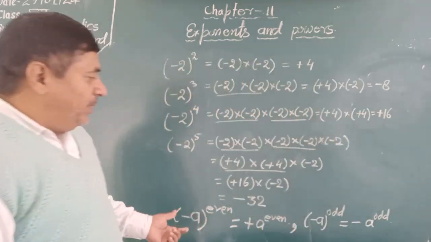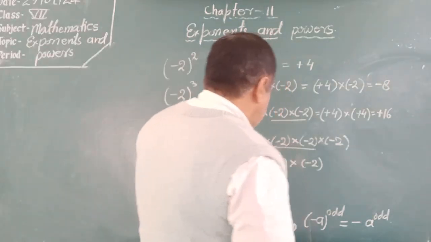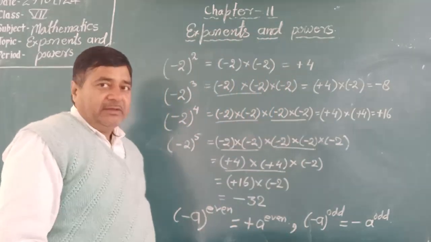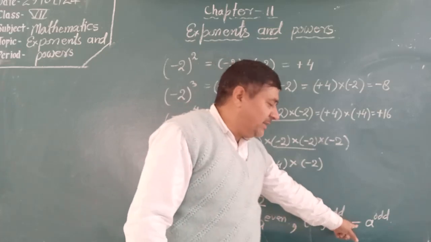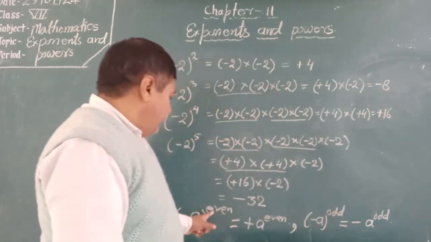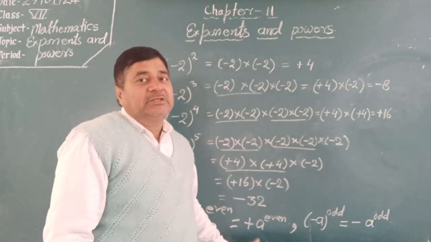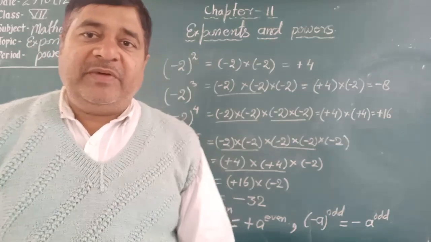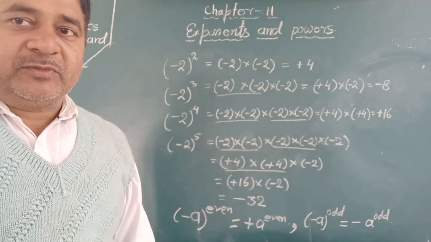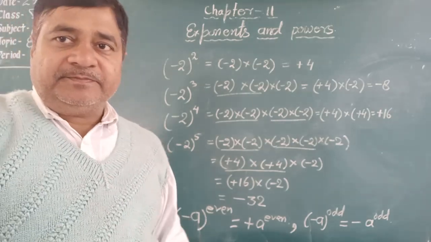ठीक है, तब जो भी आपका नंबर आएगा वो क्या आएगा? नेगेटिव वैल्यू. ओके, जब ऑड नंबर होगा then you obtain the negative value. When our exponent is even, then you obtain positive numbers. Okay, I think it is clear.